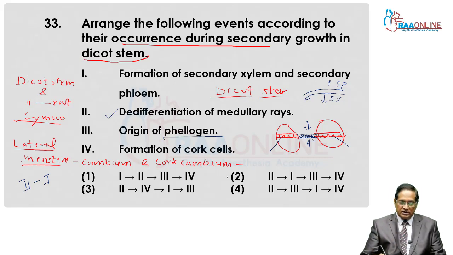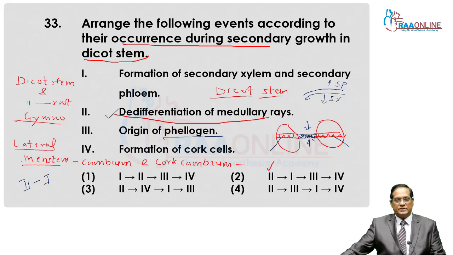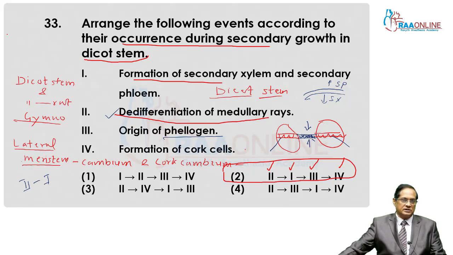So the correct sequence with regard to secondary growth in a dicot stem: first, differentiation of medullary rays, that is the second option. Then formation of secondary xylem and phloem. Then cork cambium or phellogen is formed. Then only is there a possibility of the formation of cork cells. The second option is most appropriate. This is the answer of the 33rd question.